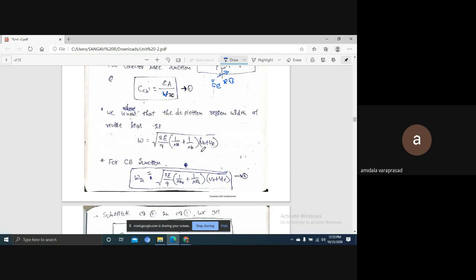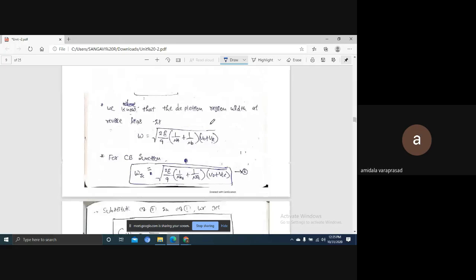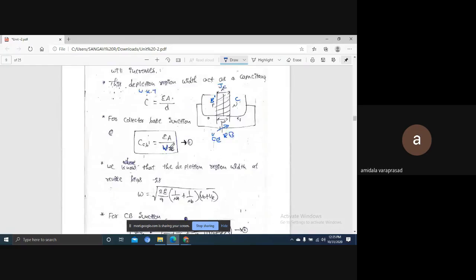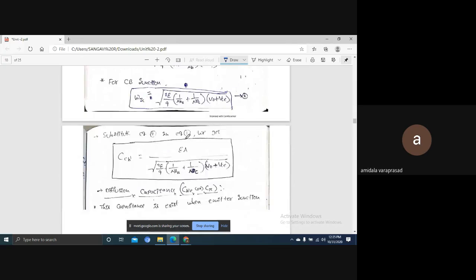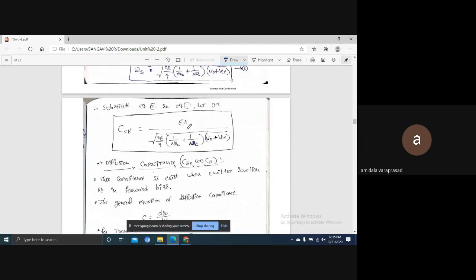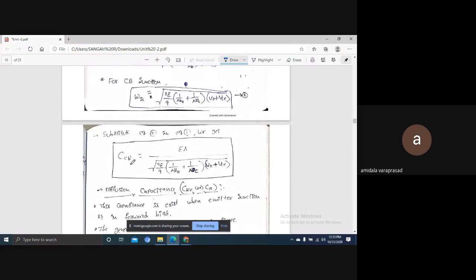Now we can substitute this value in equation 1. This is equation 2, that is equation 1. If you substitute this, C B'C is equal to epsilon A by root of 2 epsilon by q into that expression. This value we are going to get. This is about the transition capacitance, C B'C or C mu. They can ask any type in the exam.